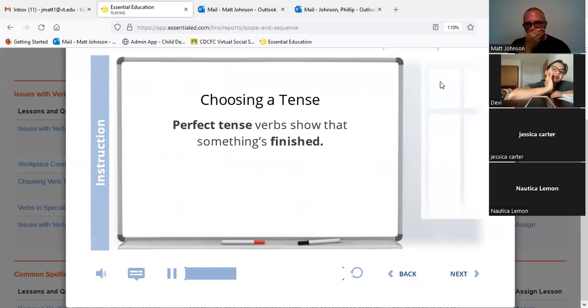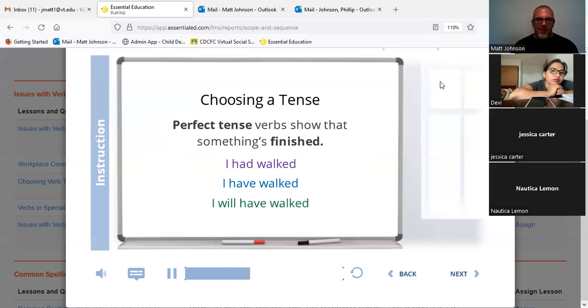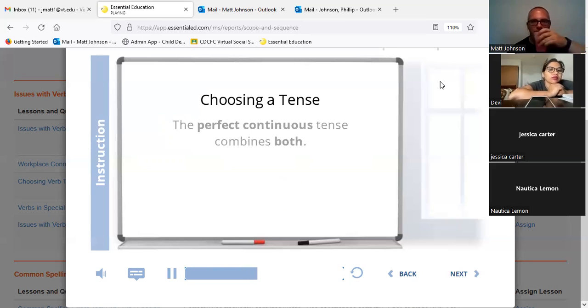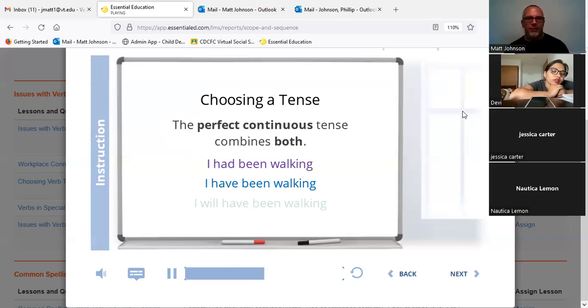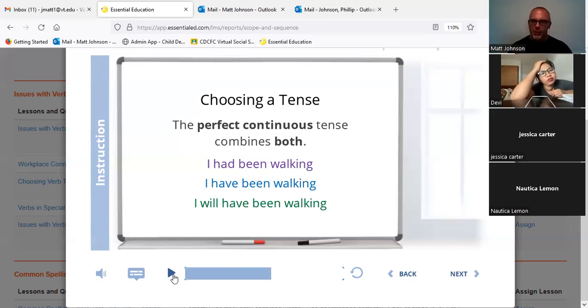Perfect tense verbs show that something's finished. Present perfect would be, I have walked. The past perfect is, I had walked. And the future perfect is, I will have walked. It means that in the past, present, or future, you're done walking. The perfect continuous tense combines both. I have been walking, I had been walking, I will have been walking. That means you walked for a while, but that in the past, present, or future, you're done. All right, is everybody confused yet? It's a little weird to hear somebody explain it. We'll get to the table here in a minute, and it will make a lot more sense. There's more information about verb tense in the resources.